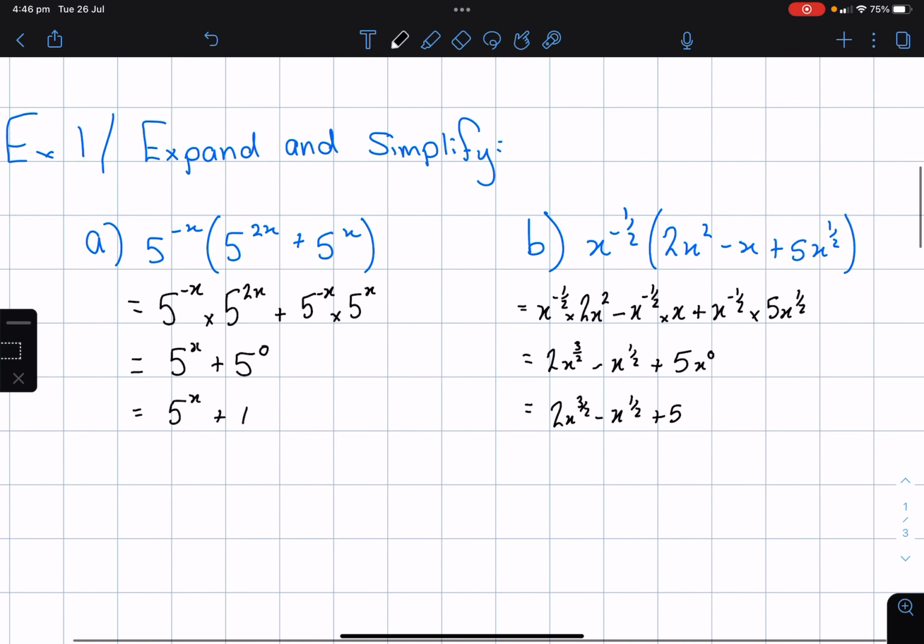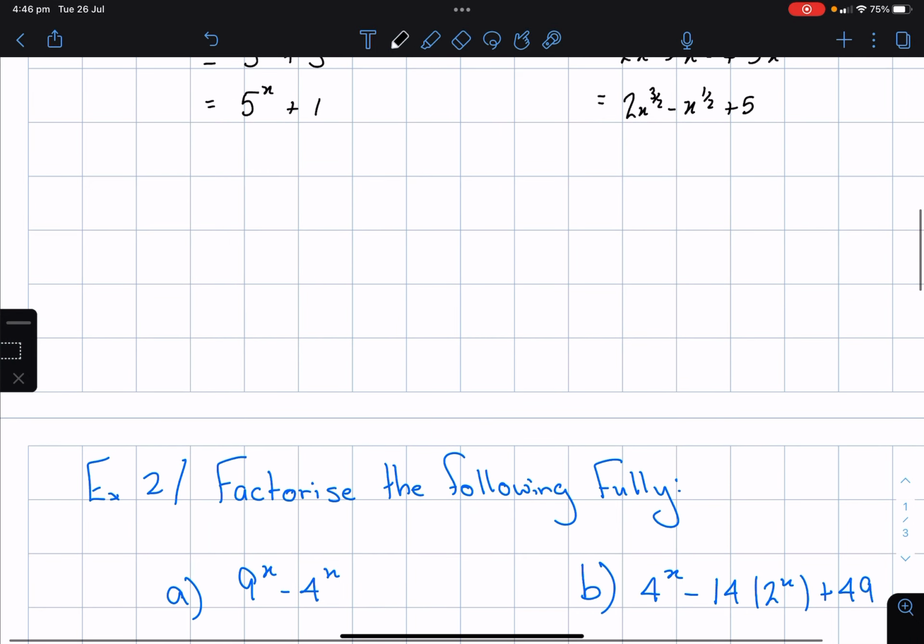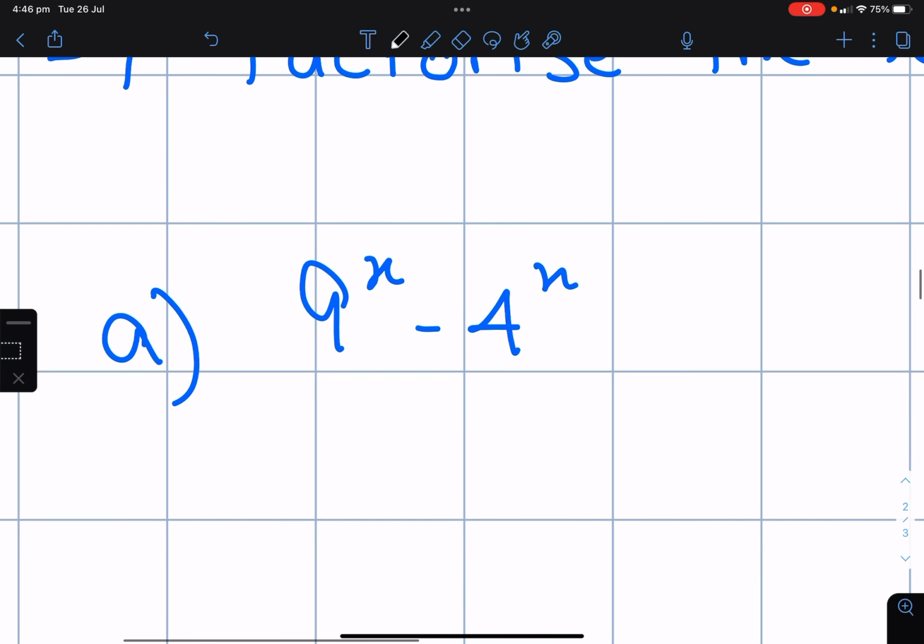that's expanding. Let's now have a look at factorizing. All right, so you will often see something that looks along the lines of this. Now, it is really important that you're able to identify the square numbers, so 4, 9, 16, 25, 36, 49, 64. They are super useful numbers to actually have in your brain.